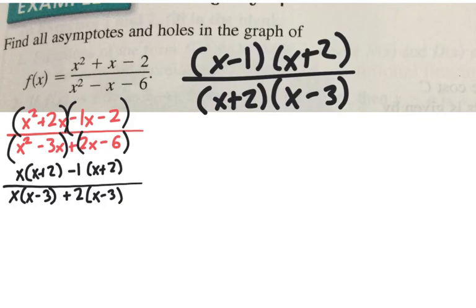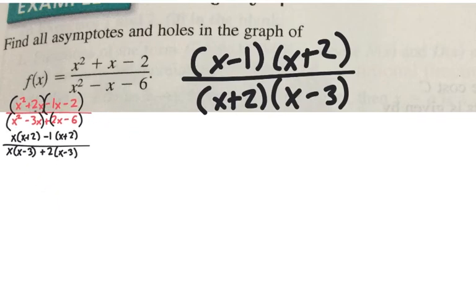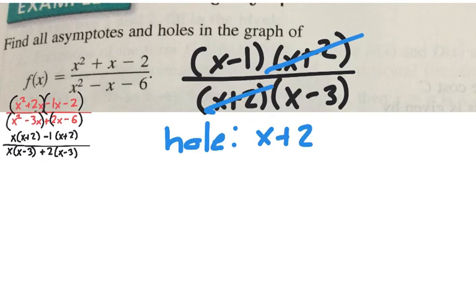So now I've got general form and factored form. So first thing I'm going to look for, are there any common factors in the numerator and denominator? X plus 2 is a common factor. So that's the first time we've had one of these. These common factors will cancel out. And so that means there's going to be a hole at x plus 2. So when x is negative 2, I have a hole.